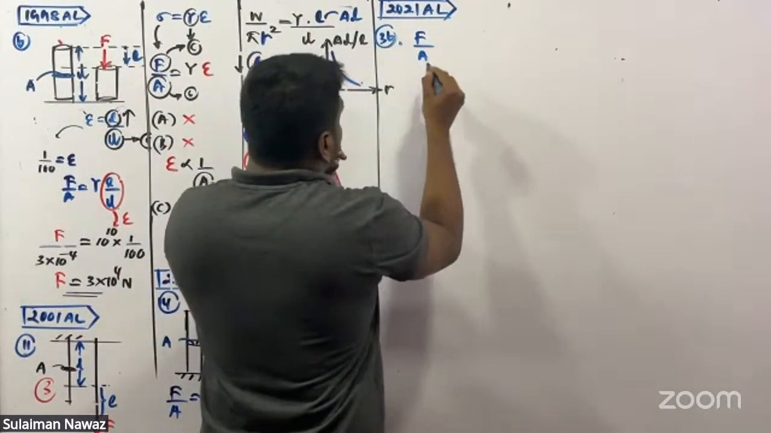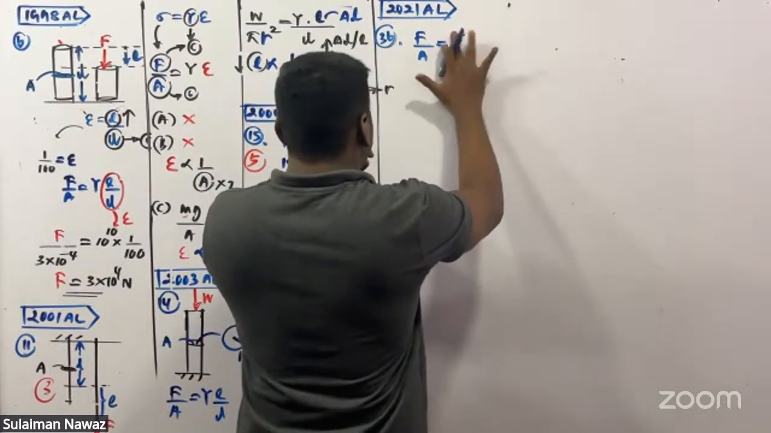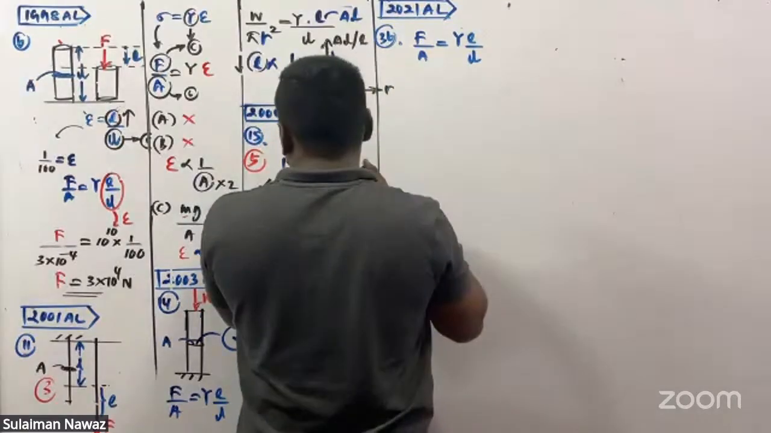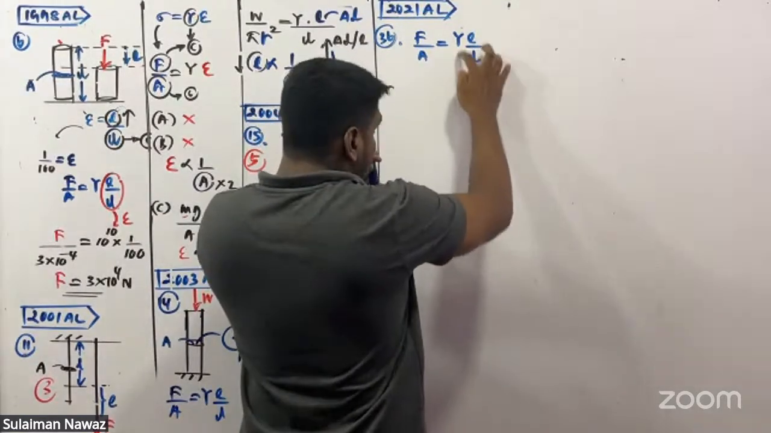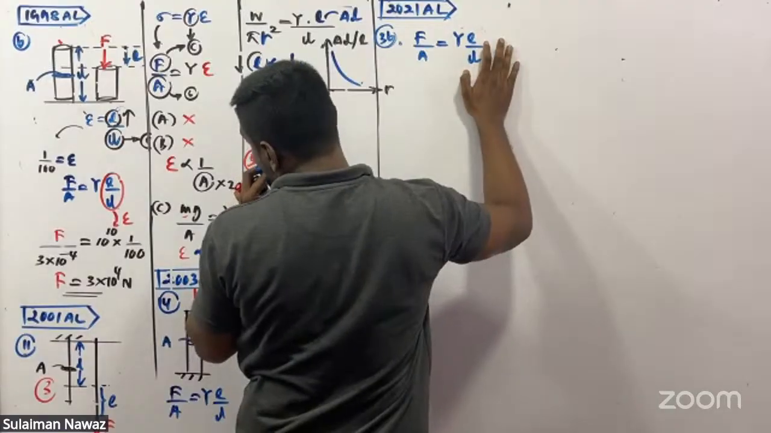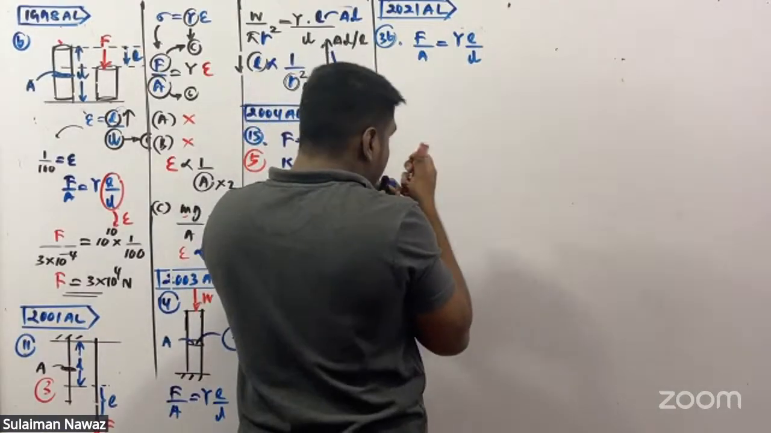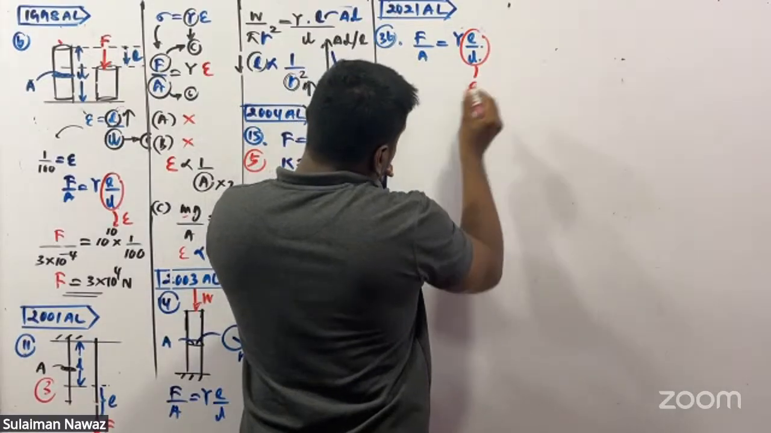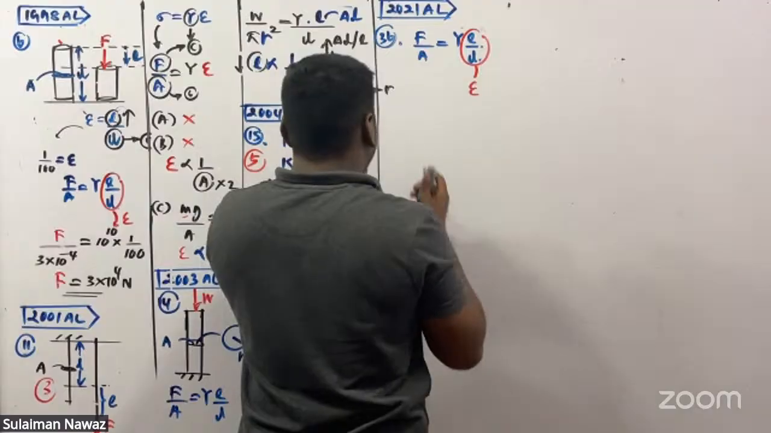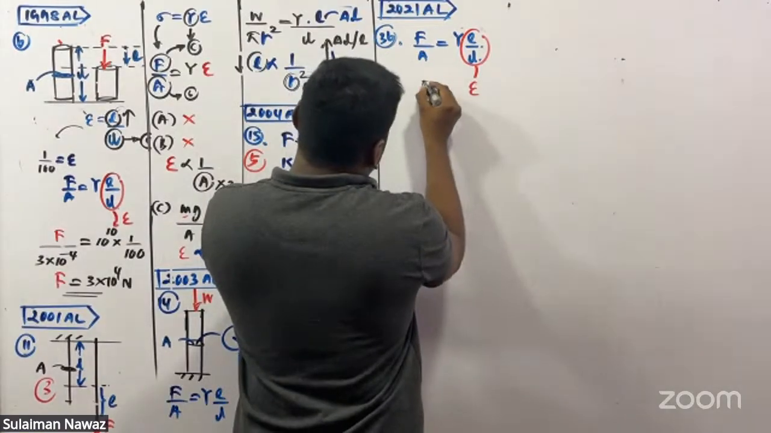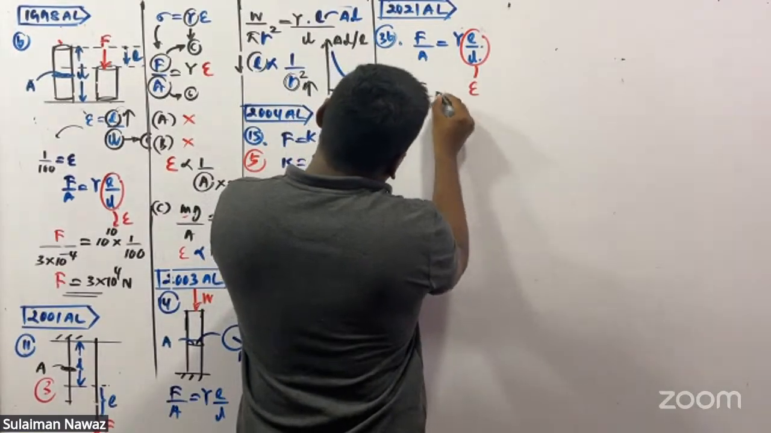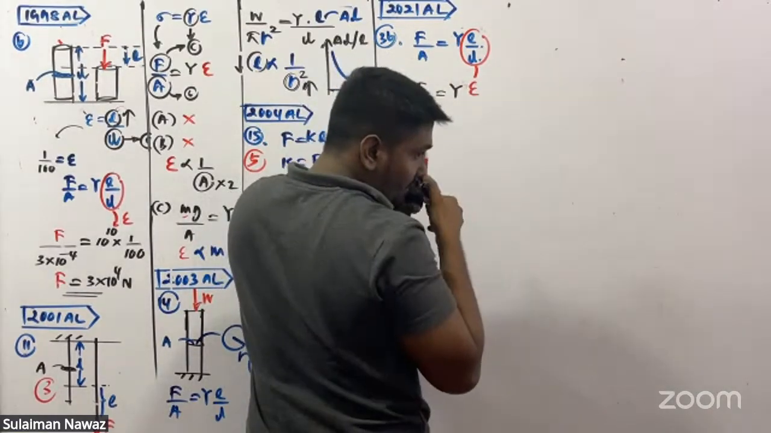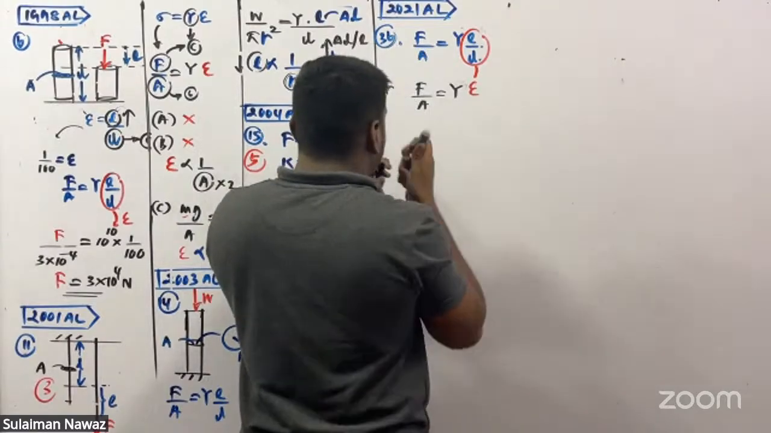F over A equals Young's modulus Y times e over L. We know that e over L, extension over natural length, is our strain. So F over A equals Young's modulus Y times strain. You want to find capital A.